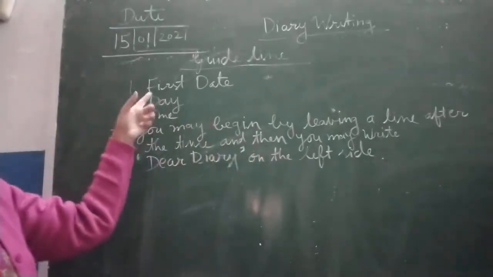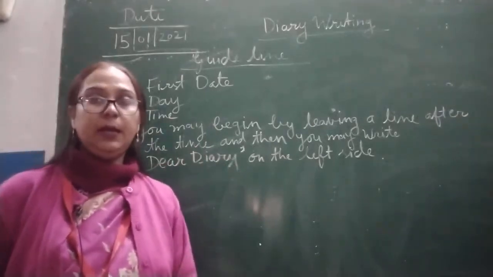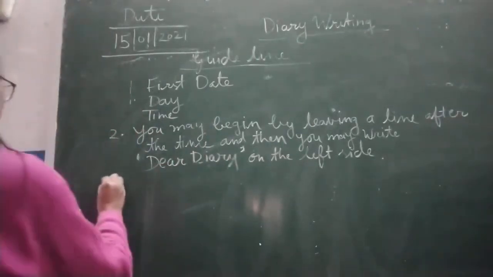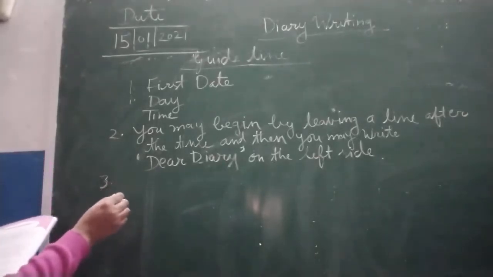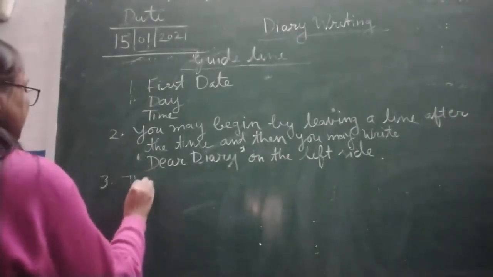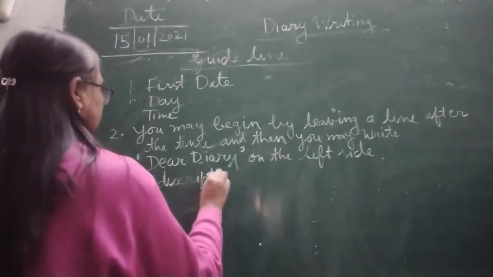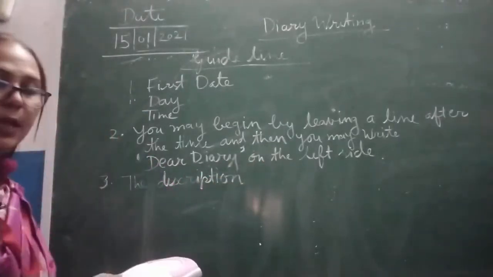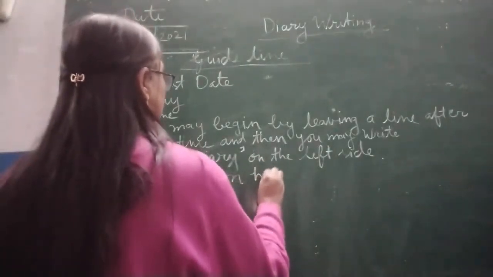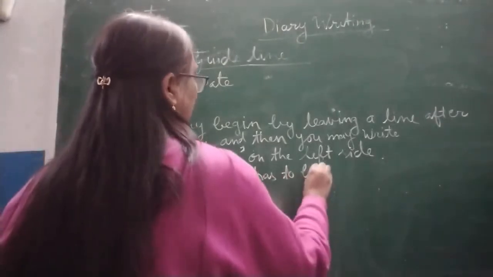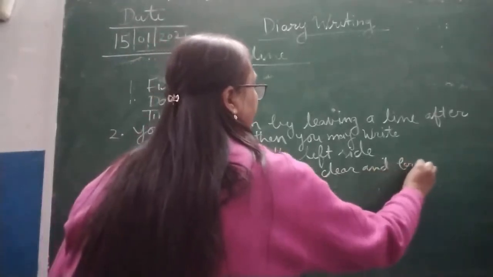Everything that you are mentioning, date, day, time, and after that, dear diary, you may leave one line. And after that, the third point we are going to discuss is the description. The description has to be clear and brief, children.